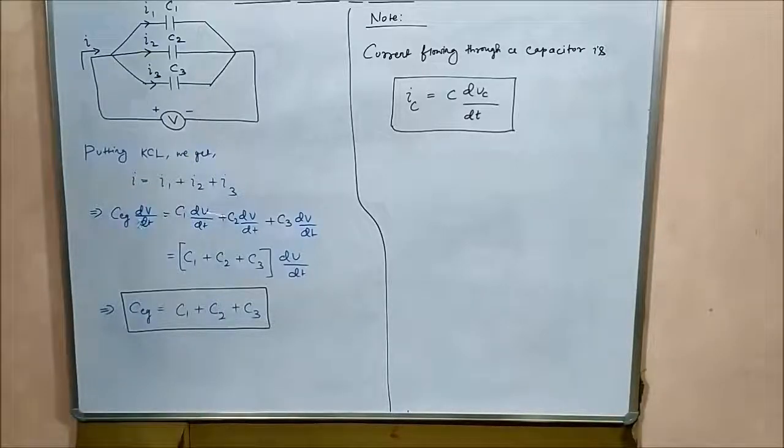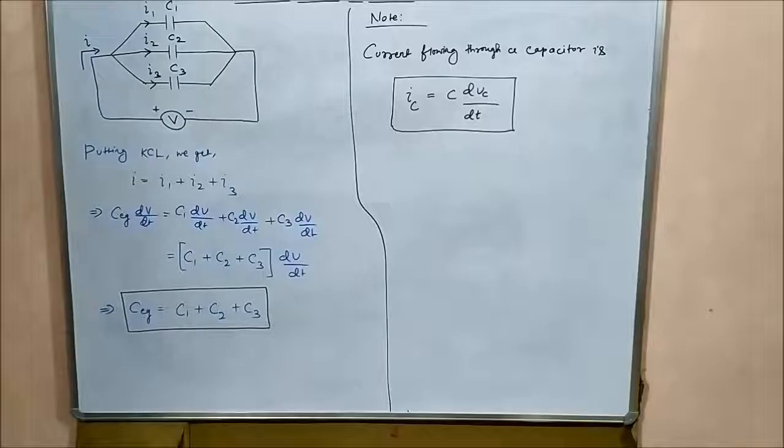If we cancel out dV by dt from both the LHS and the RHS, we are left with C equivalent is equal to C1 plus C2 plus C3. If there are n number of capacitors, then it can go up to the nth term. So in case of parallel connection of a number of capacitors, the equivalent capacitance is simply the summation of the individual capacitances.